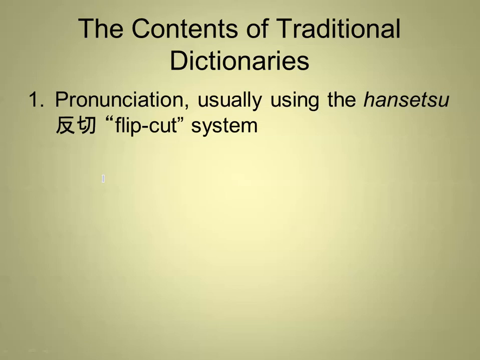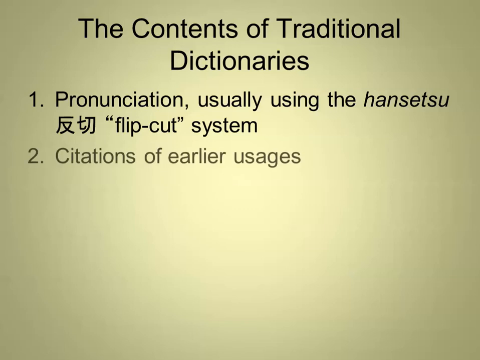So one of the things that we would expect to find in an entry of a traditional Chinese dictionary is, first of all, the pronunciation. And that is given using something that I'm going to call the flip cut system. That's not an official translation. That's just a translation of the two characters. I'm going to explain that on a subsequent slide, so just hold tight on that. Another thing you'd expect in an entry is citation of earlier usages. Where has that word or that character been used before?